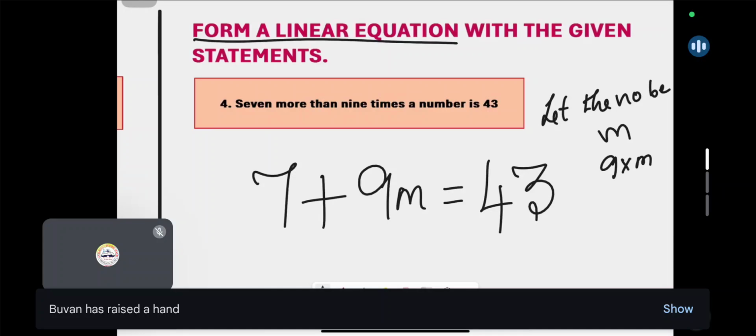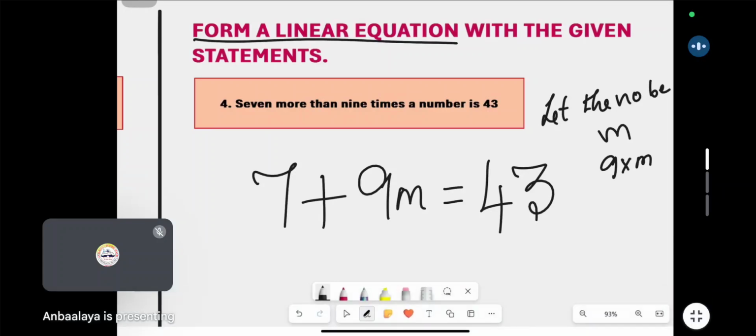Bhuvan, do you have any doubt here? You raised your hand. Ma'am, we should only form this equation, ma'am? Yes. What is asked in the question? Form a linear equation with the given statement. So we should just form, not solve, ma'am? No, we need not solve. They are not asking us to solve, so we can just keep up to here. Yes, ma'am. Okay, ma'am. Thank you, ma'am.